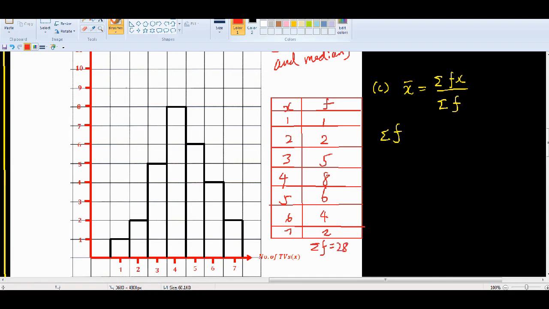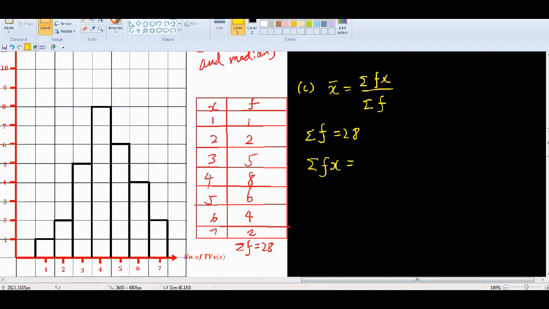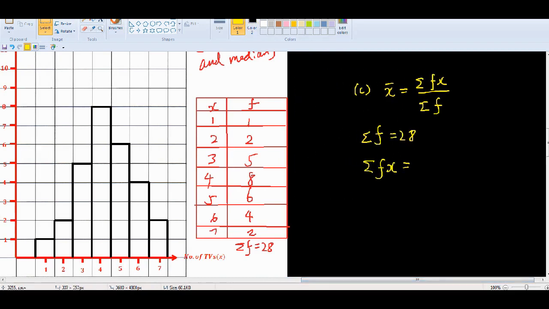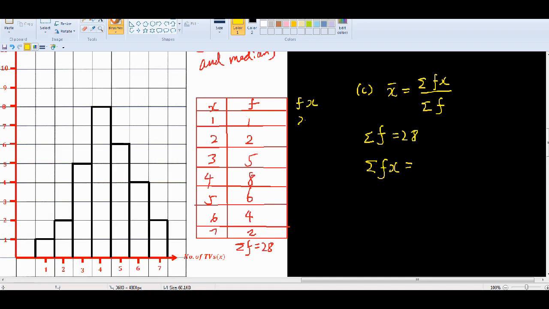And we find the total fx. So I might create a little bit of room for you here. Let's write another column. That's fx, frequency times x, still remember that? So 1 times 1 is 1, 2 times 2 is 4, 15, 4 times 8, 22, 30, 24, 14. So you basically just add them up.